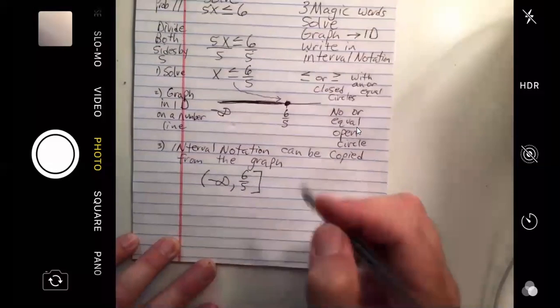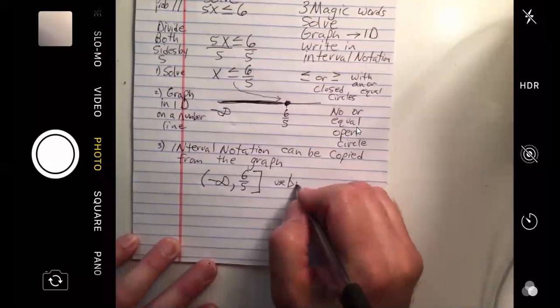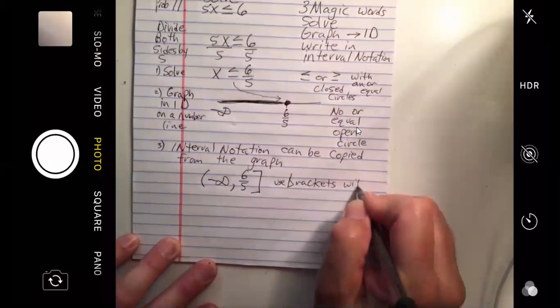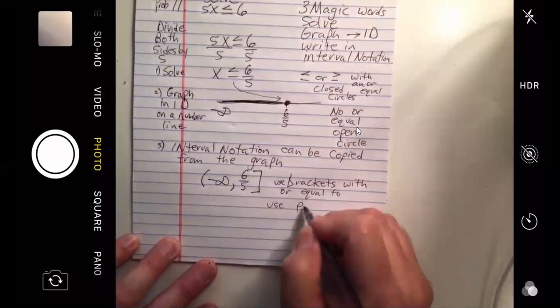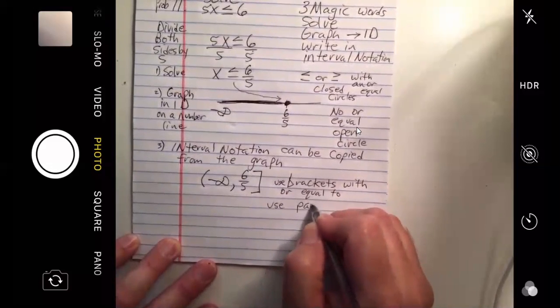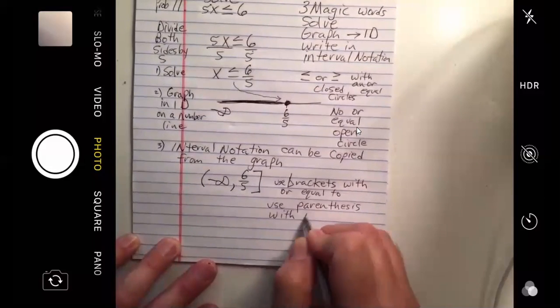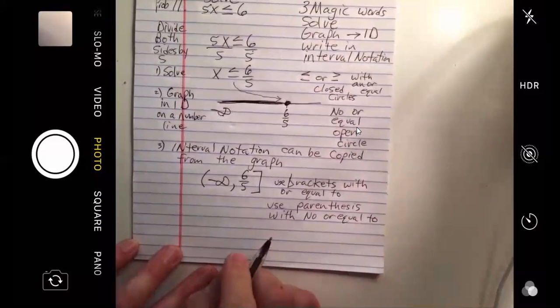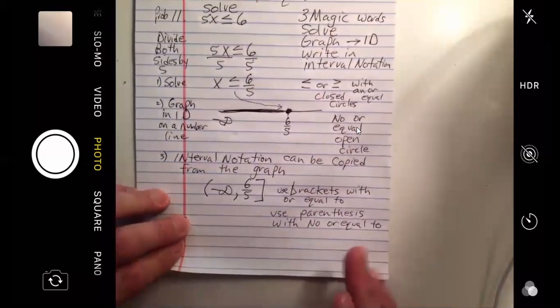Okay, brackets, use brackets with or equal to, use parentheses with no or equal to. I know that's probably confusing. So let me give you the 4 cases of interval notation and try to show them with numbers.